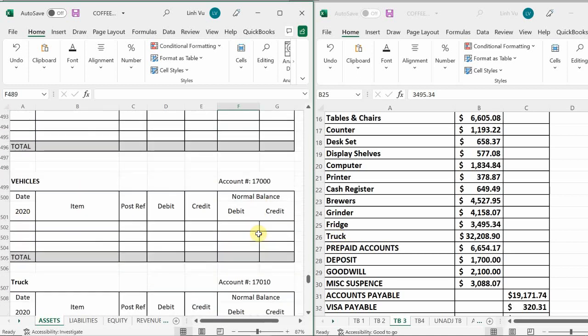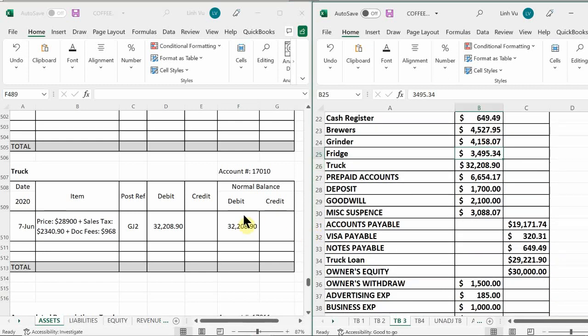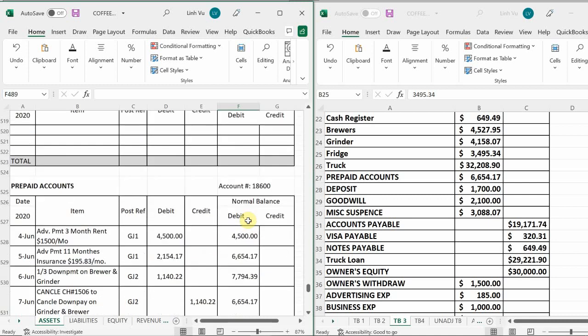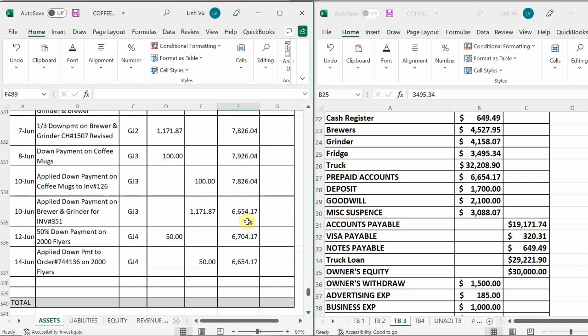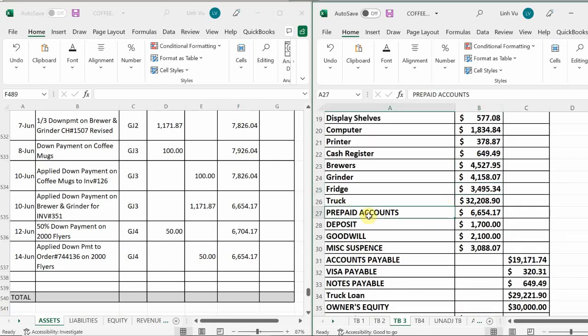Good. Okay. Next is vehicles. We have a truck. Truck 32. It stays the same. Okay, let's see what's next. We got some prepaid accounts. How much is my prepaid accounts? Prepaid, we have it right here. Okay, sorry, I was looking at the one down below. 66, stays the same.